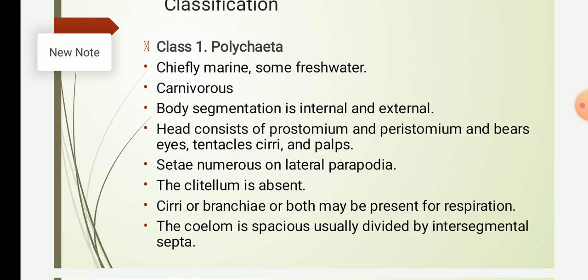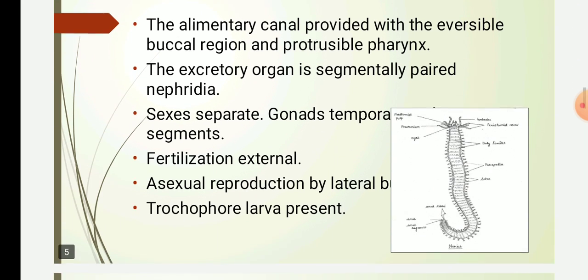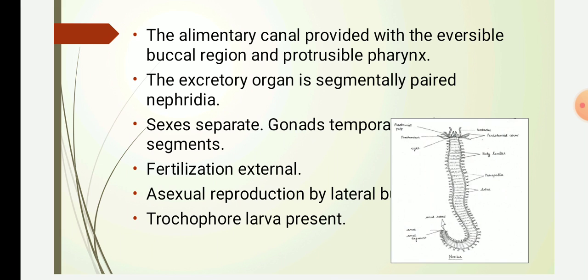Next point is that the coelom is spacious, usually divided by intersegmental septa, meaning ample space is present in the coelom. Then the alimentary canal is provided with an eversible buccal region and protrusible pharynx. Eversible means able to turn inside out. So the alimentary canal has a protrusible pharynx, and it shows a complete digestive system, from the mouth to the anus.